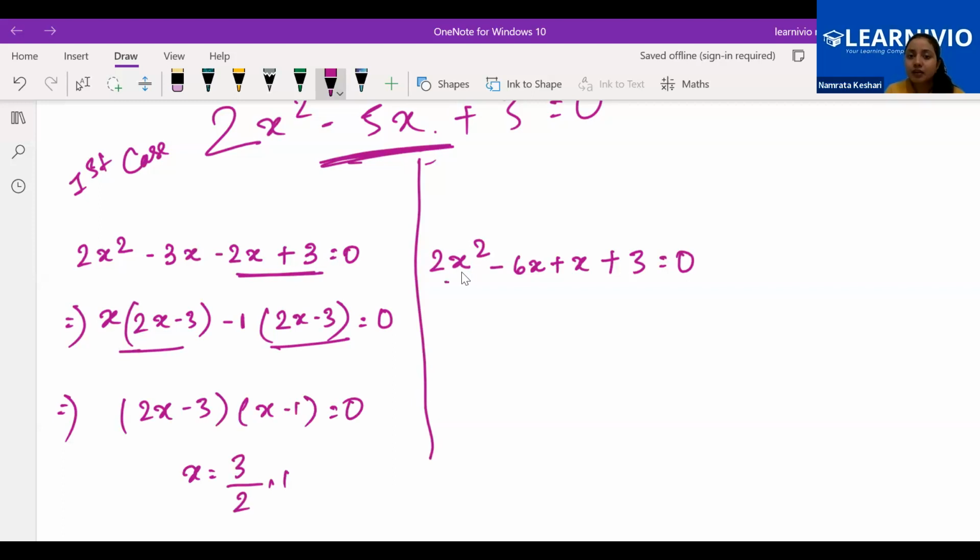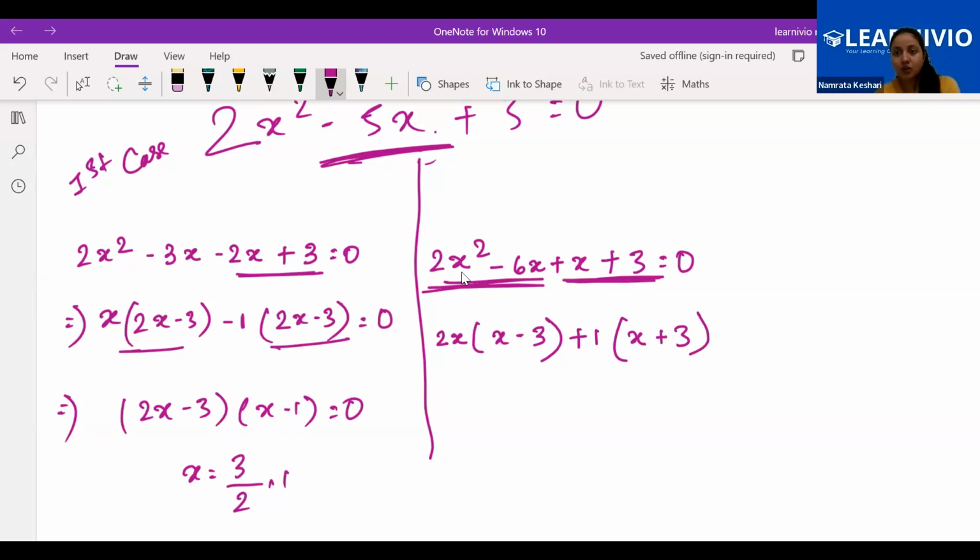If we take the common factor from these two terms, we'll be able to take 2x common and x minus 3 will be remaining. If we take the common factor from the next two terms, you can see nothing is common. Plus 1 I'll be taking, and in the bracket what will be remaining? x plus 3. That's what we don't want. Okay, we don't want this scenario. We don't want this x minus 3 here and x plus 3 here. This is completely incorrect. We are not on the right track.